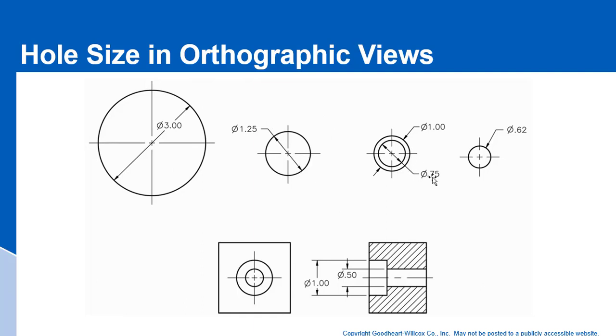Here we have two different cases. We have the inside diameter of this tube, and it's dimensioned with the dimension lines inside the circle. And here's the outer diameter. The dimension lines are placed outside. And then here we have a diameter 0.62, and we're just doing this with a leader, so that's valid as well. In this case, we have a counterbore, and we're showing it in this section view.